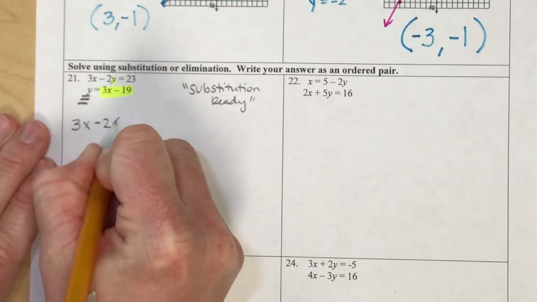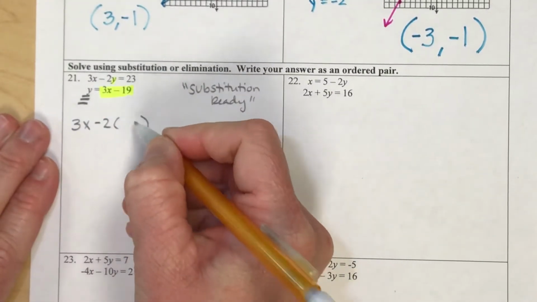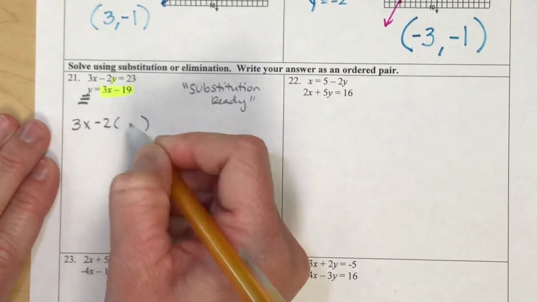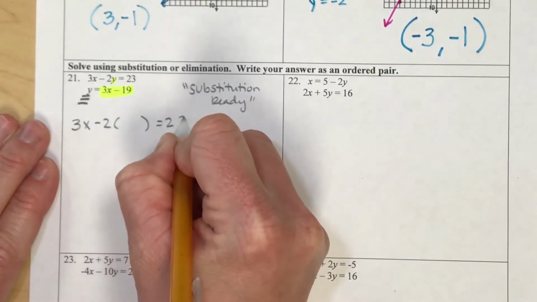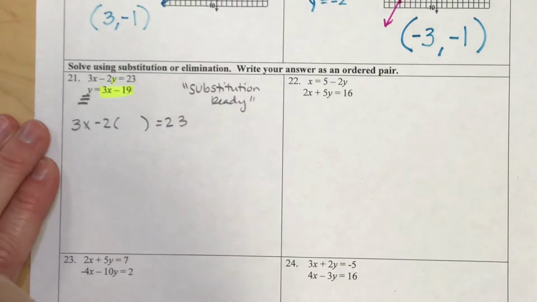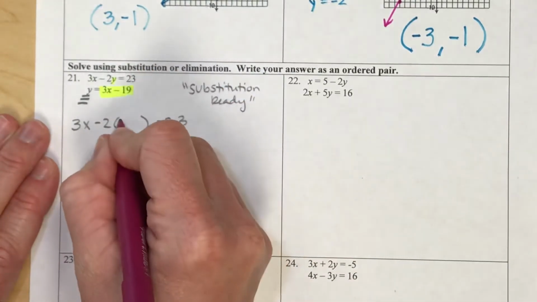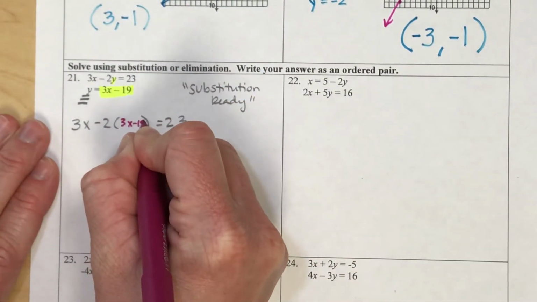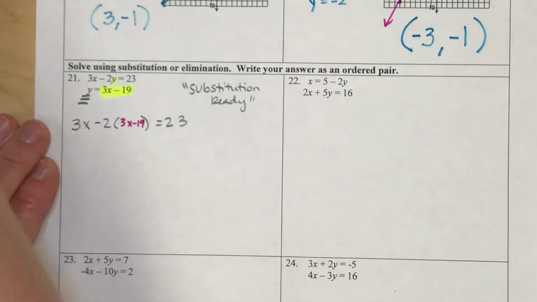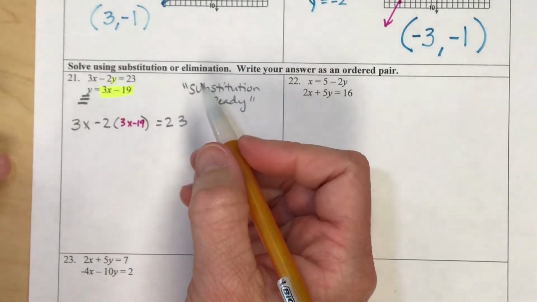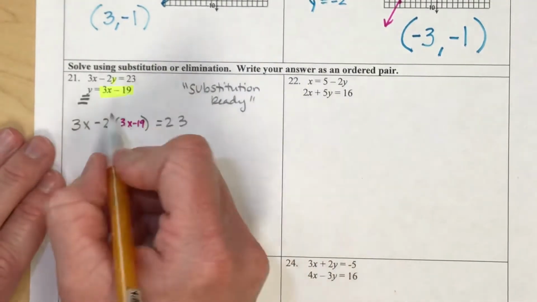3x minus 2y. When you evaluate or when you substitute, you always use parentheses and you'll do it right. Okay, so I'm going to sub in parentheses what I know y equals. y was the 3x minus 19. So that goes in place of the y of the other function. Now distribute, combine like terms, solve for x.